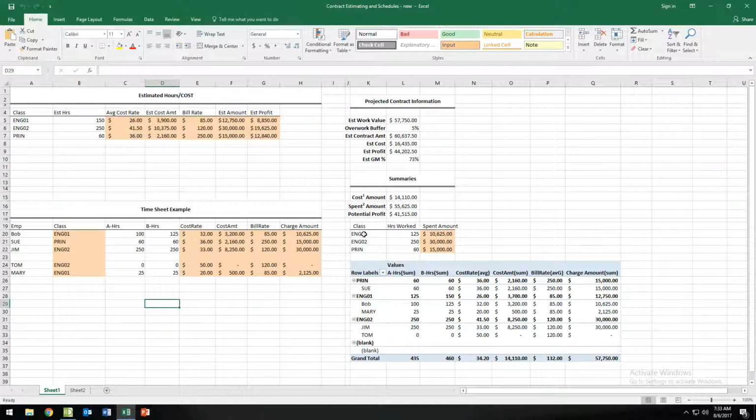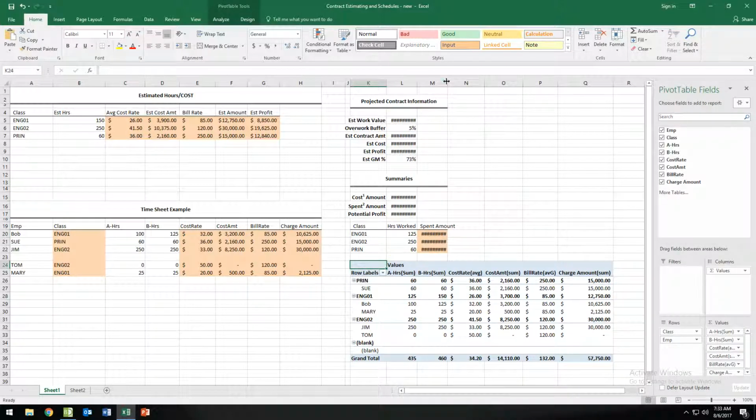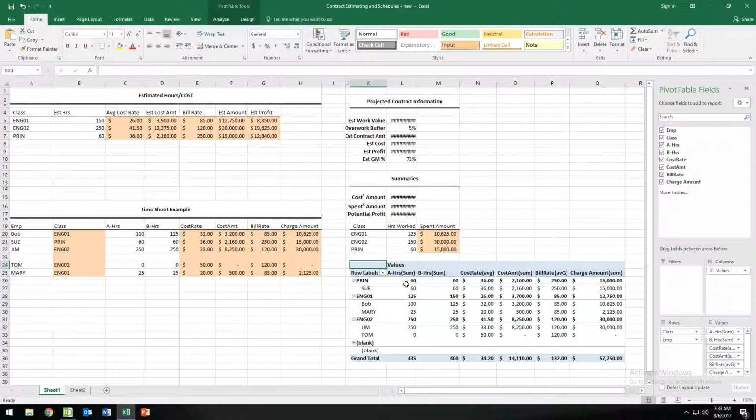So you can see here that we can see how many hours the engineer worked, the spent amount of that engineer, which means the billable hours multiplied by the bill rate, the engineer level 2 and the principal, and then down here we can actually get the values of what we got going on. So if you look here, we can see, okay, principal actual hours was 60, billable hours was 60, the cost rate average was $36, the cost amount was $2,160, the bill rate average was $250, and the charge amount was $15,000. So I can see right here a nice little spreadsheet by class and by employee within that class who made up that stuff.